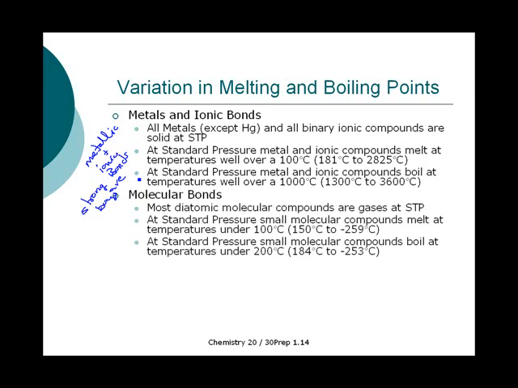If we take a look at molecular compounds, most molecular compounds, especially the diatomic ones, are gases at STP. So most of them boil at relatively low temperatures. Most of them start to melt below 100 degrees Celsius, between 150 degrees and minus 259. So they have low melting points. They also have low boiling points. Most of them boil under 200 degrees Celsius. You'll see that with every diatomic molecular compound.